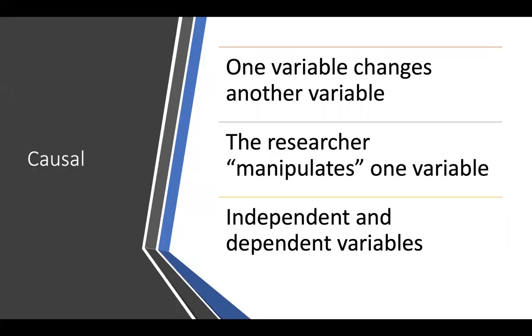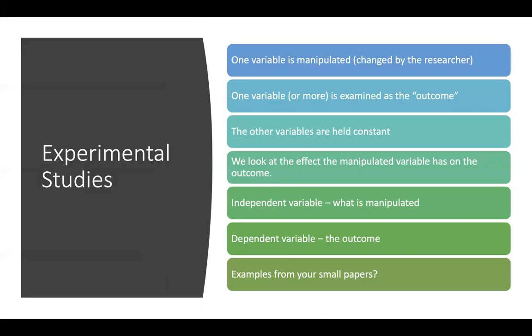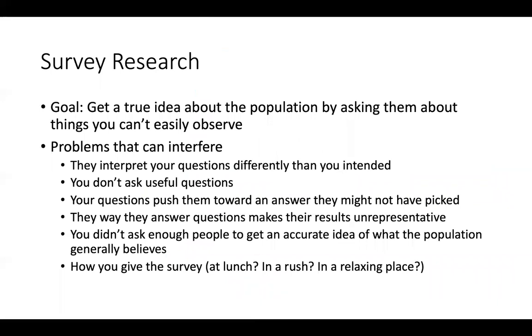So with causality, one variable actually changes the other variable. And so researchers figure this out by manipulating one variable. They manipulate the independent variable, they measure the dependent variable. Just a quick review, because I know we've covered this already. When other variables are held constant, then you know the manipulated variable is the one that affected the dependent variable or the outcome variable. So let's apply this now to survey research.